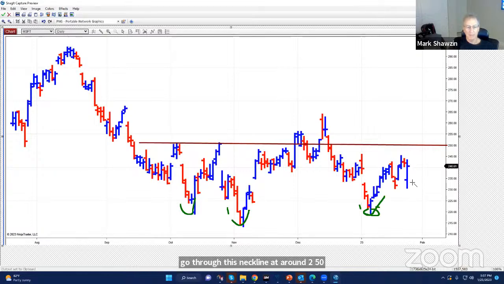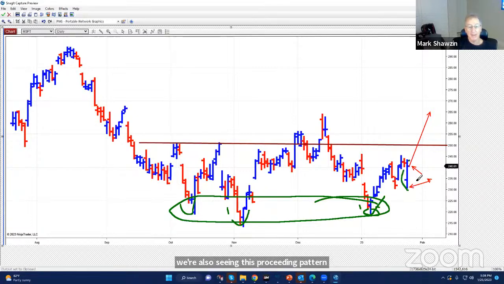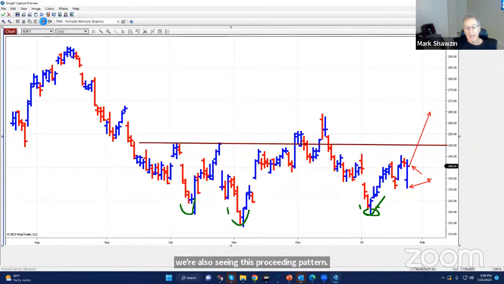Again, when we see these reversals, these things kind of point in the direction they want to go. Now, you can't just trade reversals in a vacuum, but we're also seeing this preceding pattern. So the pattern, together with the price action, starts telling us, hey, we can start taking a poke at this. But guess what? Now we know exactly where the risk is. Sometimes you're thrashing around in here and you don't know, until you see one of these, but now the market has revealed exactly where the risk is. If you get long here, that's your risk, and that's your reward. And that's the best we can do.